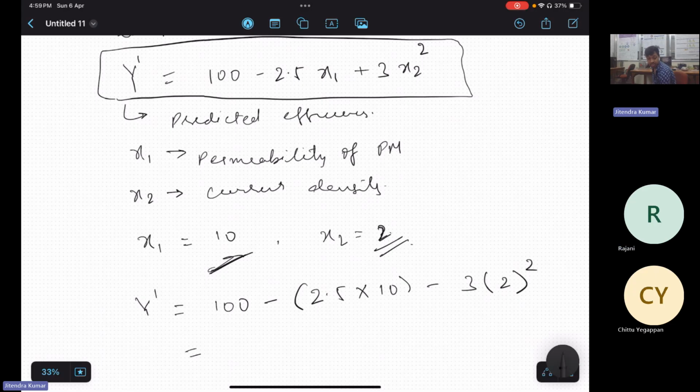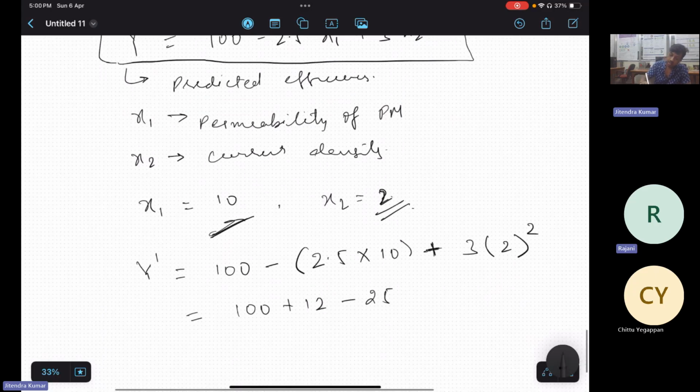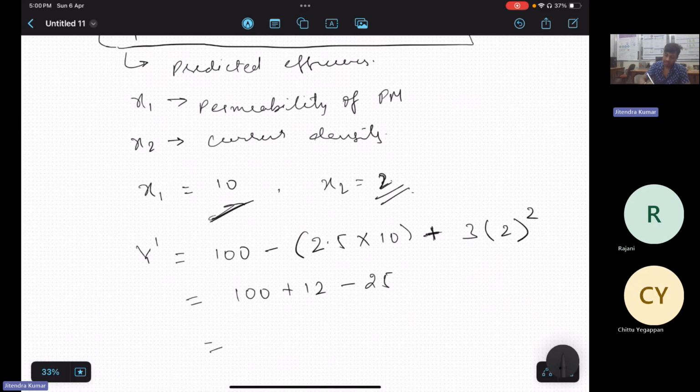25 minus, oh sorry, this is plus, right? 3 x2 square is plus. It should not be plus, because no meta model should give you a positive contribution to efficiency in terms of current density, but here it is 100 plus 12 minus 25, which is 87. So 87%.